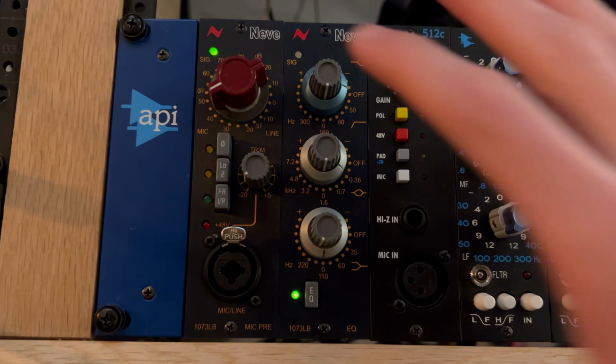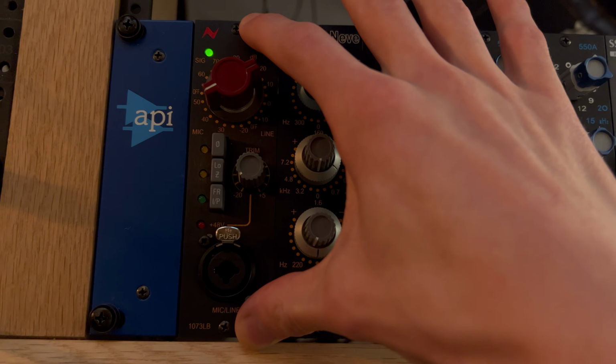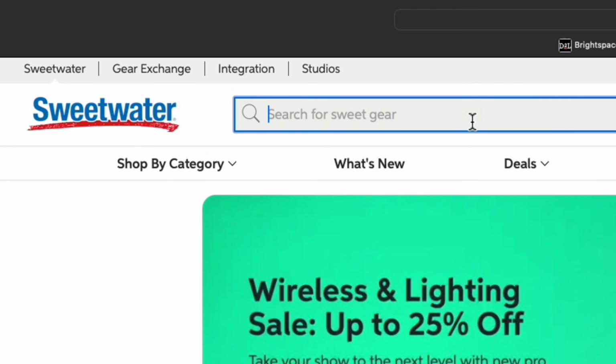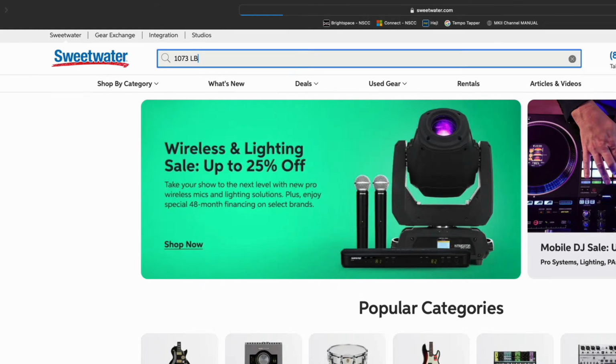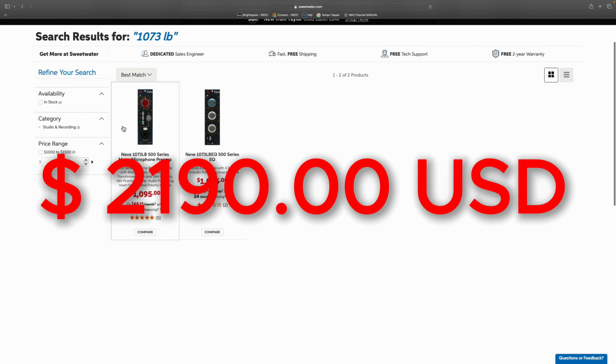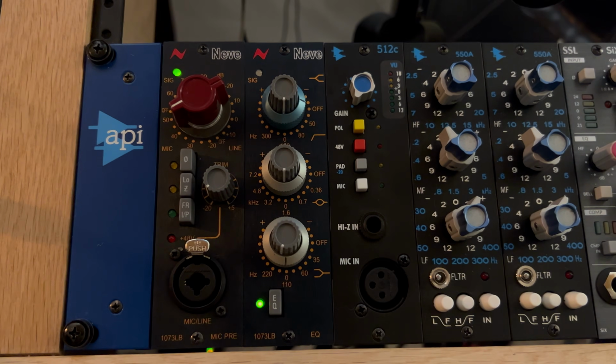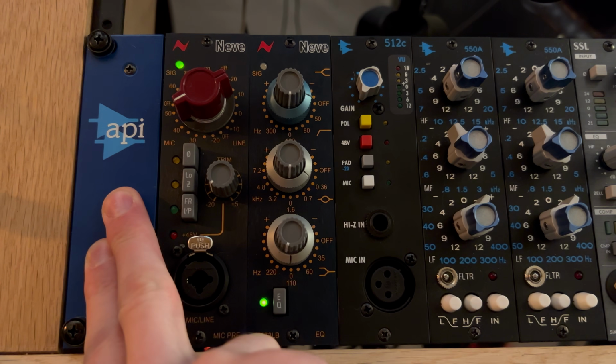As for the hardware, the preamp module is available for $1,095 US. Same thing with the EQ module, and this is based on the Sweetwater price. So that's a grand total of $2,190 plus any applicable taxes, shipping, that sort of thing. Oh, also, you have to have one of these 500 series chassis to run them in.